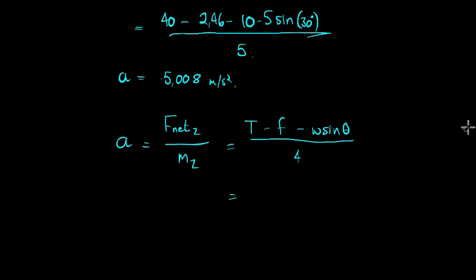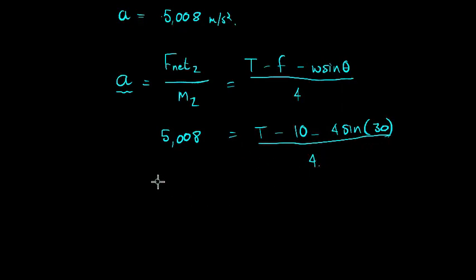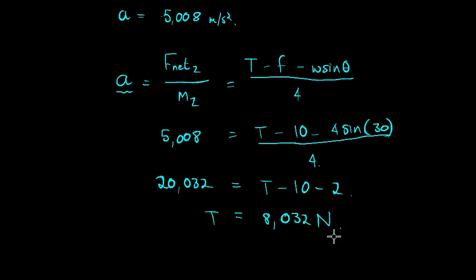Okay. With me? Which means that I already calculated this now as 5.008 is equal to the tension, which is what I'm trying to find, minus the friction on that block, which was 10, minus the weight of that block, 4 sine 30, divided by 4. So I multiply by 4 on both sides: 20.032 is equal to T minus 10 minus 2, which is 12, so T is equal to 32.032 newtons. It's not the same answer I got before.